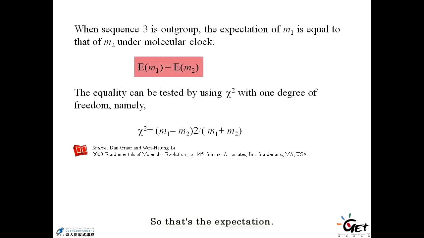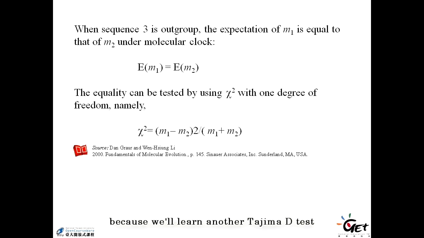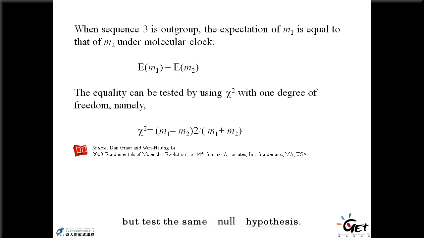So that's the expectation. And you can do a chi-square test to ask if the 2 numbers are the same or not. So that's a very simple 1 degree of freedom Tajima test. I should say Tajima 1D test, because we'll learn another Tajima D test after the spring break. So in this way, it's a very similar but different test, but it tests the same null hypothesis.